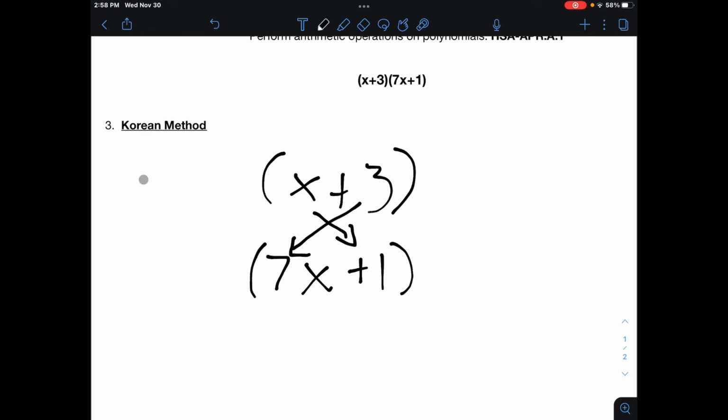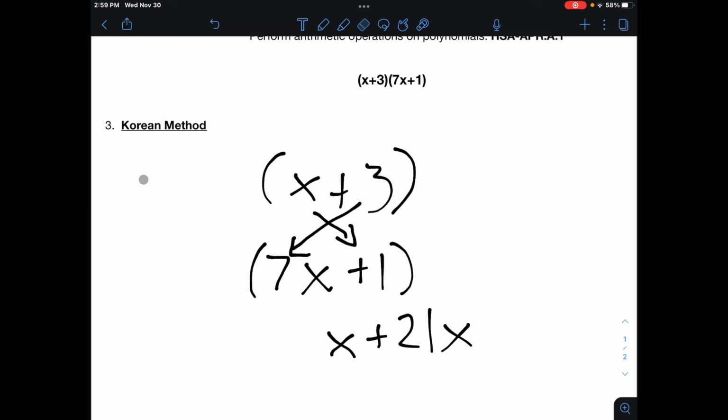Alright, my friends, so here we have the last and final method, the Korean method. And I believe this method is more limited to binomials as well, just like the FOIL method. But nonetheless, let's get right into it. So I've already set up the two binomials, one over the other, and we're going to crisscross. That's how we'll multiply. So x times 1 gives us x. 3 times 7x will give us 21x.